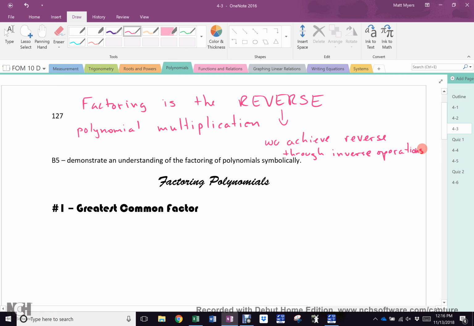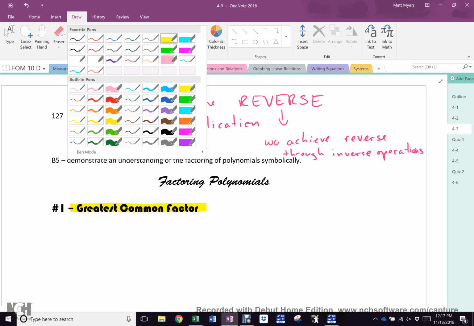Okay, is everybody good? We're going to talk about what I mean in a moment. But before we go on, there's another warning I want to give you. Everybody do something to highlight the title of the kind of factoring we are doing right now. And then, please notice what I am writing and the way I am writing it.